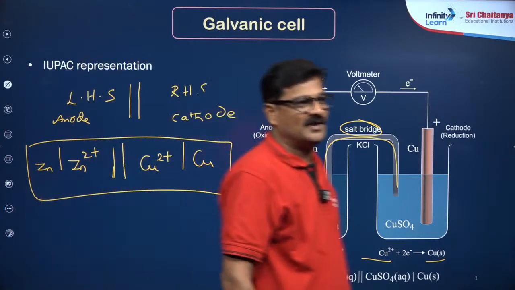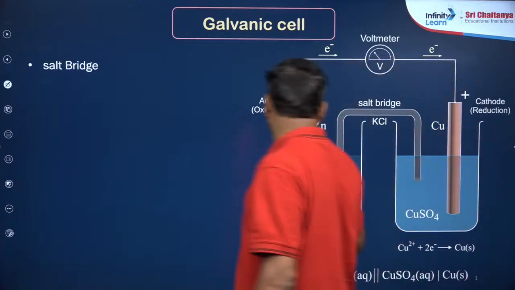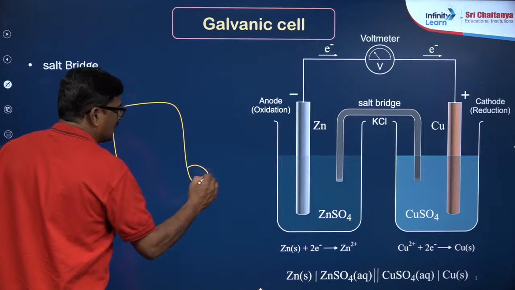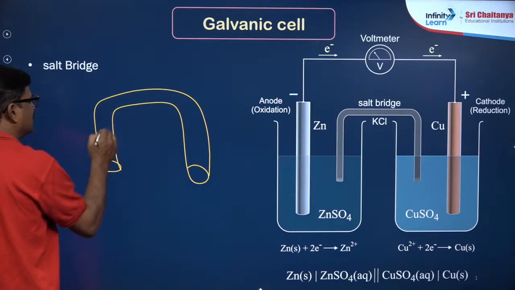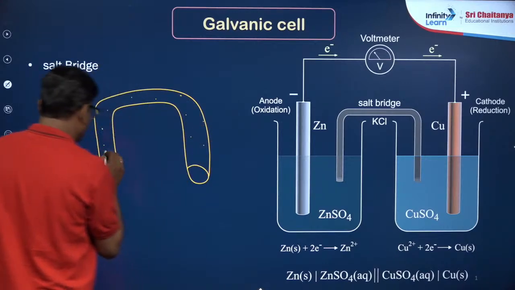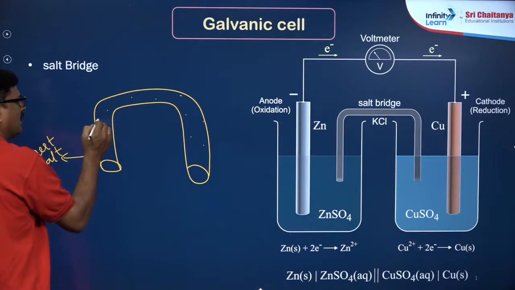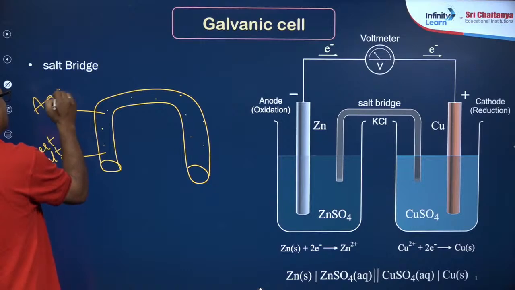Okay, right? So let's see, what is this salt bridge? This salt bridge is a U-shaped glass tube and it is filled with an aqueous inert salt, and along with that you have agar gel.